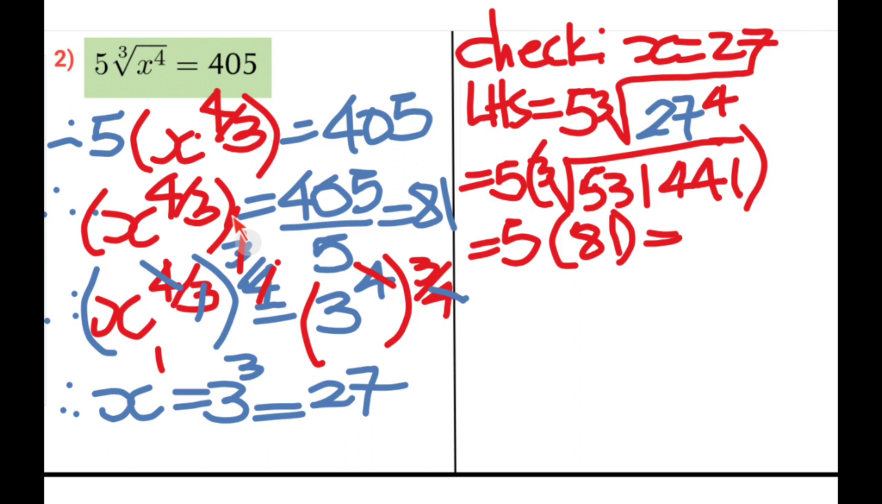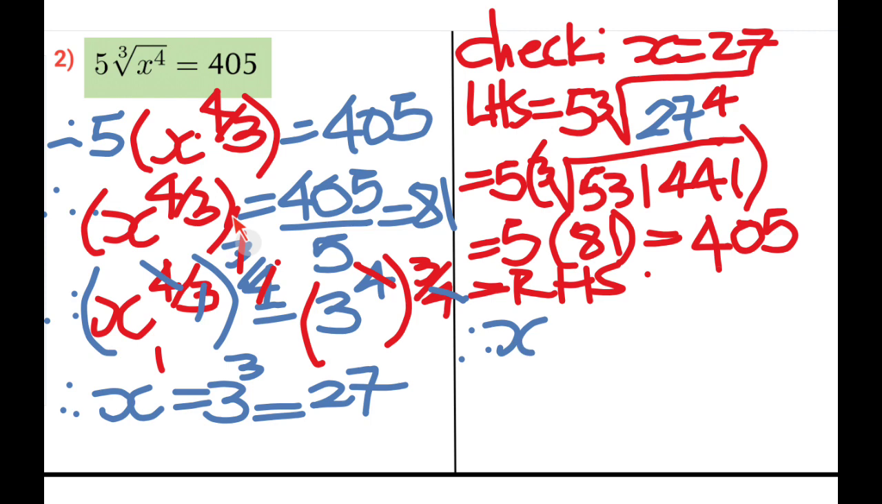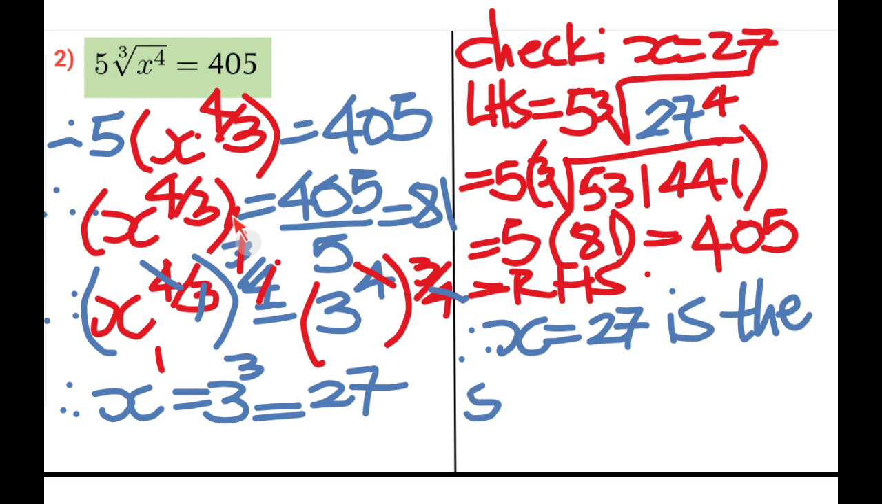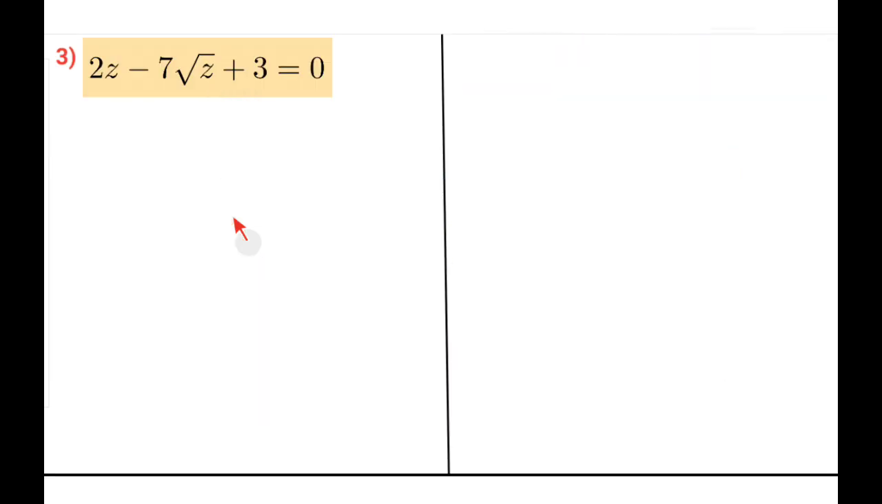5 times 81, that is equals to 405, which is equals to the right hand side, meaning that therefore x equals to 27 is the solution. The solution still checks out at this stage, so we haven't encountered any problems.